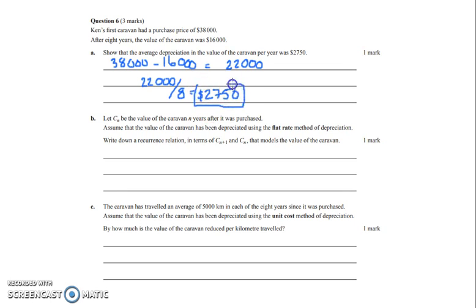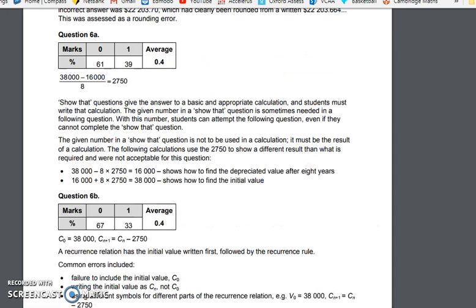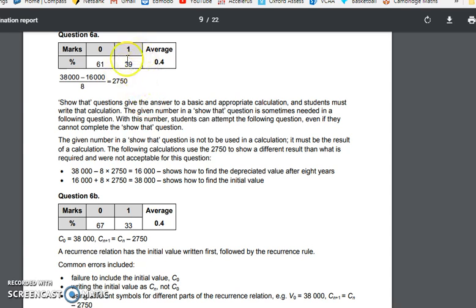So that's our answer there, and as we can see, this does link directly to that. So we've shown that that value is there. Looking at the assessor's comments for the first part, the answer is 2,750, there's their calculations, and only 39% of the cohort managed to get that correct. So that's a very low percentage.